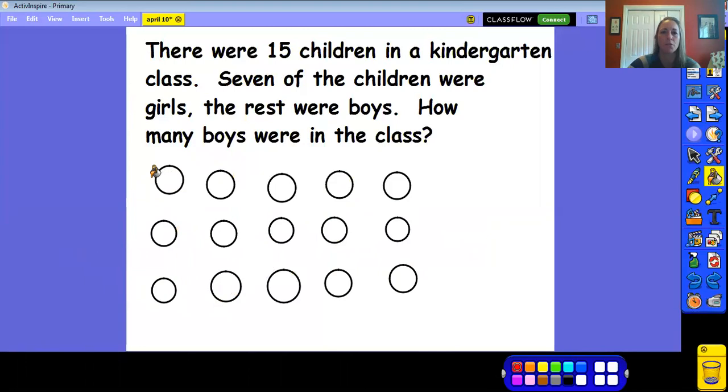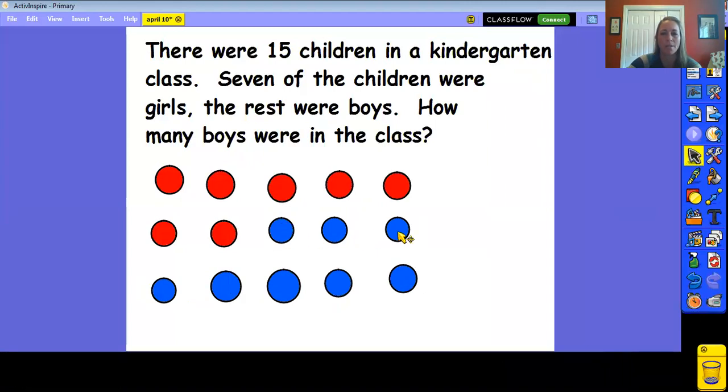So let's see, 7 of the children were girls. So I need to make 7 of these kids girls. There we go, there's 5 and 2 more, there's 7 girls. That means that the rest of these are boys. Let's make these the boys. And you can do this with markers or crayons, or you could use the idea of the G's and the B's for the girls and the boys, or the faces if you wanted. So now all I have to do to see how many kids are boys is just count. Well, I know this is 5 and then 3 more. So there's 8 boys in the class.